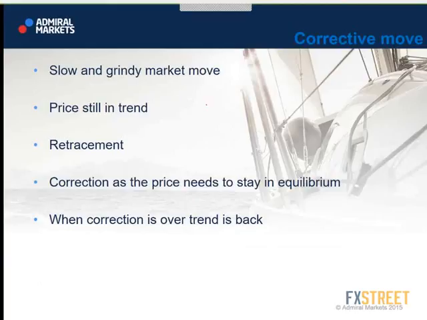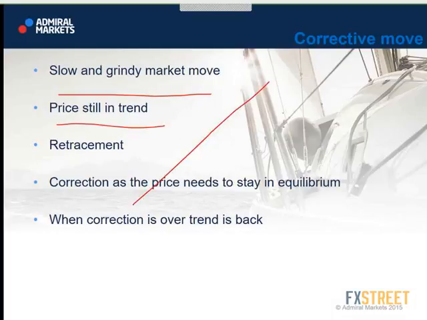Okay? So, a corrective move is a slow and grindy market move. Price is still in a trend. Okay? It's still in a trend, but we use Fibonacci retracement to actually spot a retracement. So it's a retracement. Every market needs a correction because the price needs to stay in equilibrium.